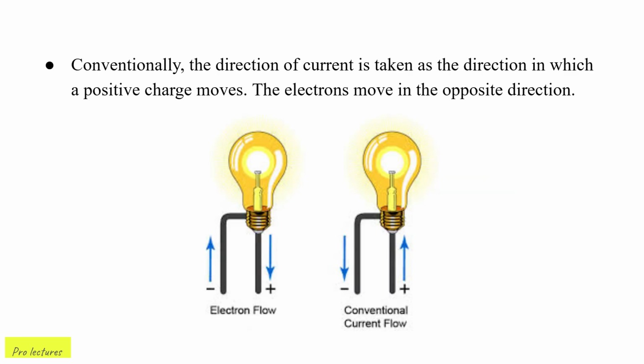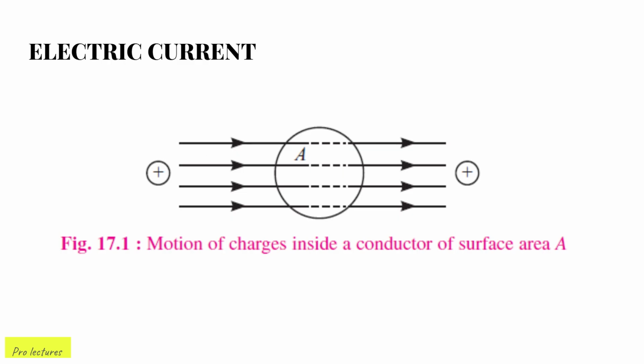But here's the key point to remember. The conventional direction of current is taken as the direction in which the positive charges would move, even though electrons, being negatively charged, actually flow in the opposite direction. Let's break down the concept of electric current in detail.